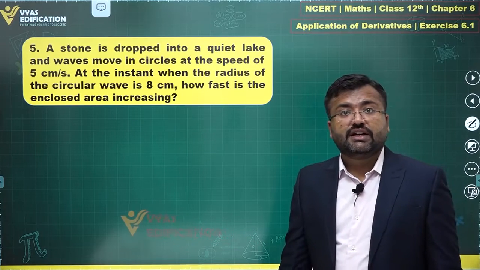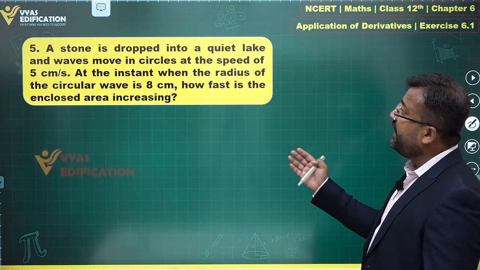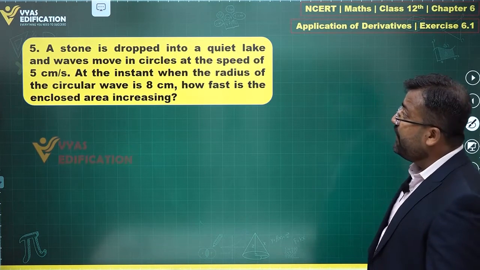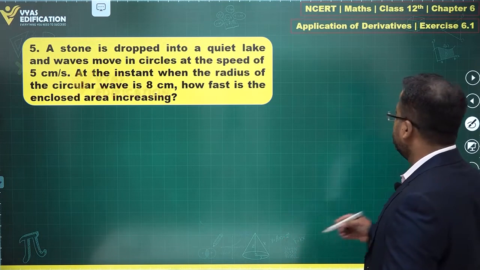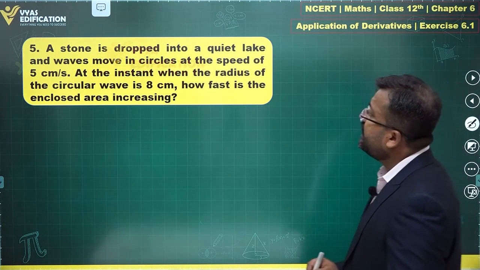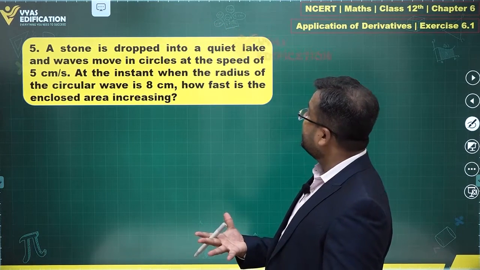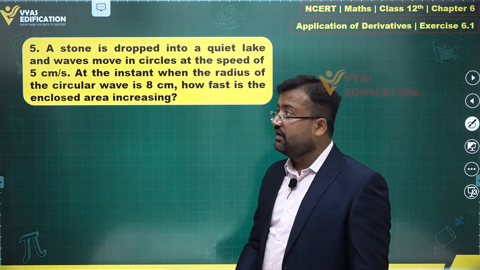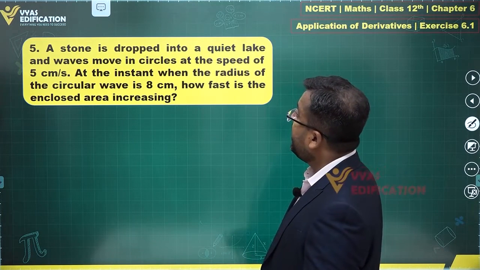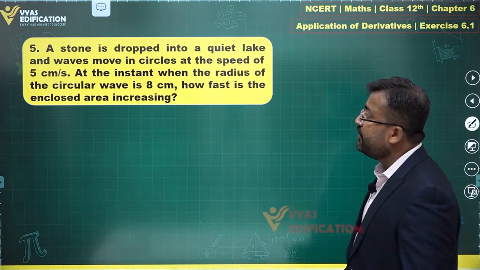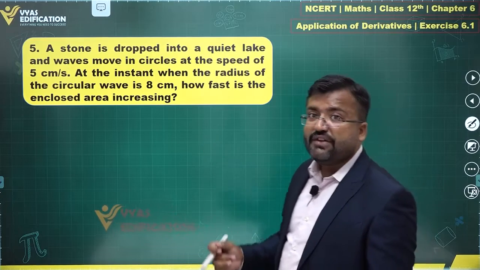The fifth question. What does the question say? A stone is dropped into a quiet lake and waves move in circles at the speed of 5 centimeter per second. At the instant when the radius of the circular wave is 8 centimeter, how fast is the enclosed area increasing? Now waves are moving at the rate of 5 centimeter per second.